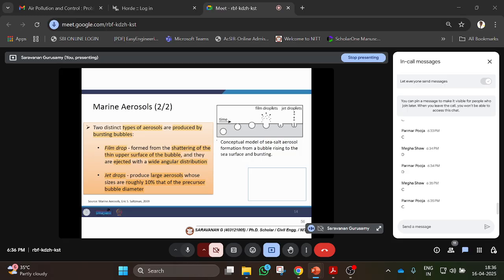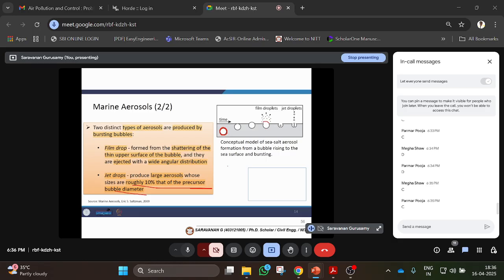Here, due to heat or agitation in the ocean, a bubble may form and reach the surface of the ocean, and it will burst into jet droplets or film droplets. The jet droplets will be 10% of the total bubble diameter, right? Jet drops produce larger aerosols, roughly 10% of the precursor bubble diameter. Precursor means the original bubble diameter. And the film drops will be even smaller, like a mist.